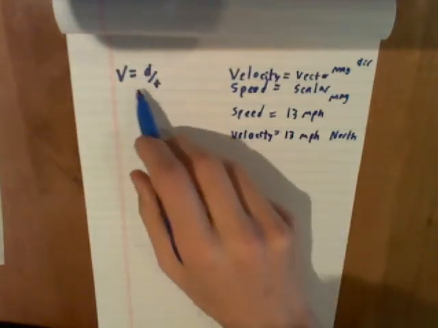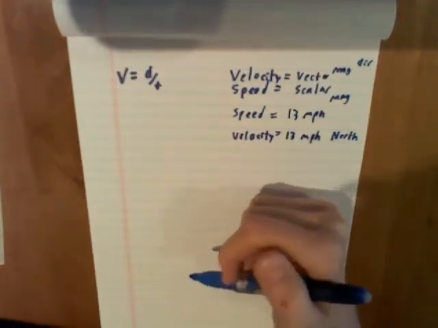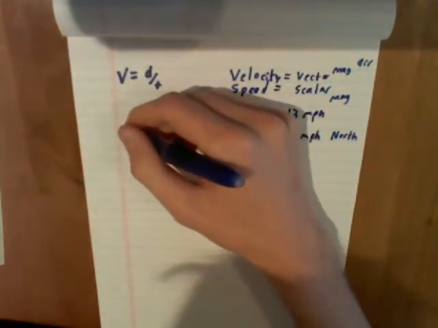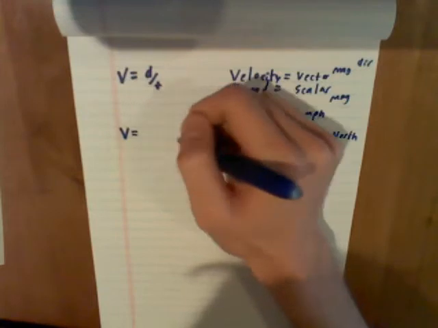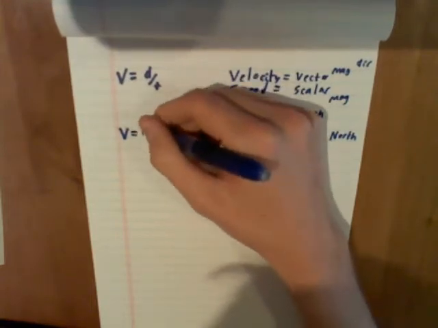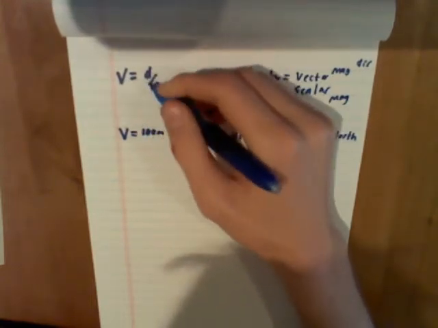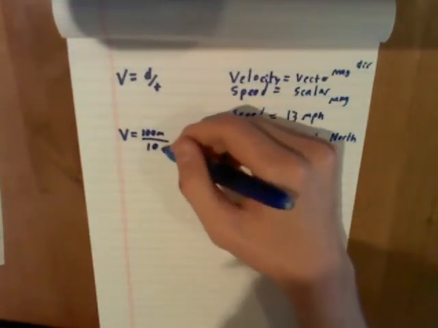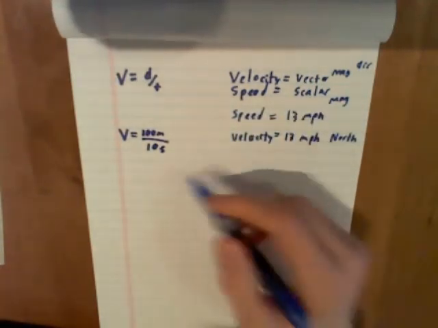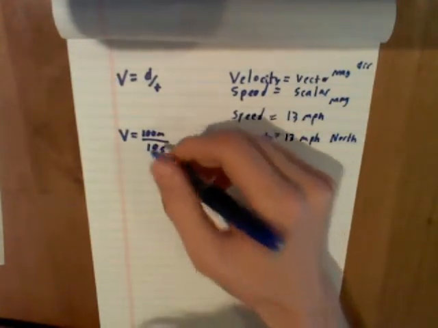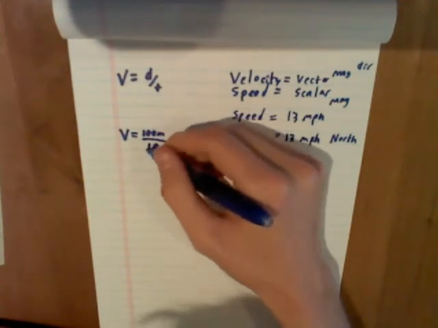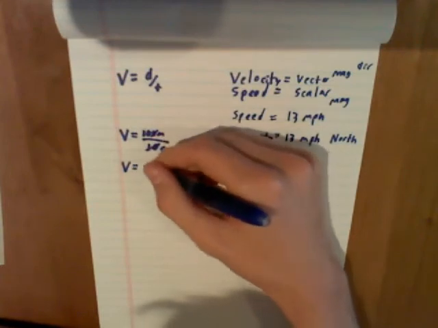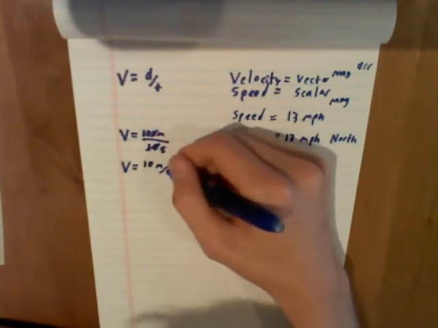Okay, the next thing is understanding this equation, velocity equals distance over time. So let's give it some units. Let's say we're trying to find our velocity, and we are going 100 meters. That's our distance, 100 meters, in 10 seconds. That's very basic division, 100 over 10, which equals 10. So our velocity will equal 10 meters per second.